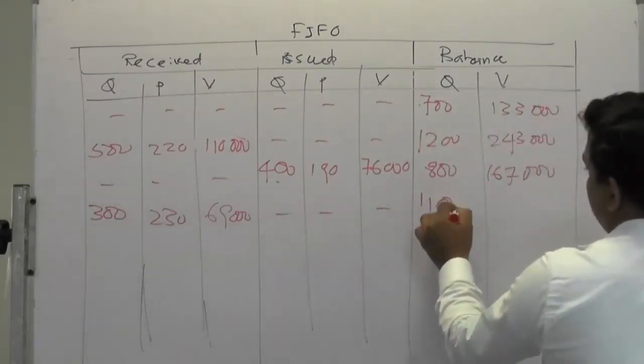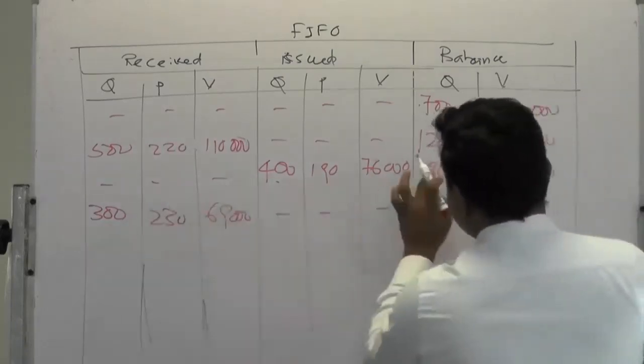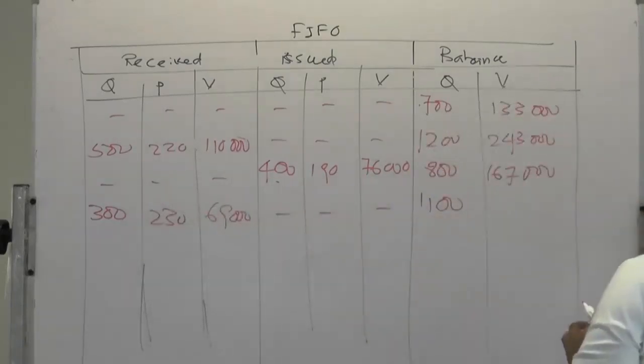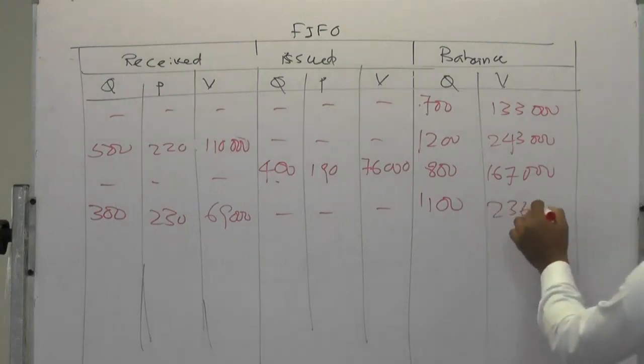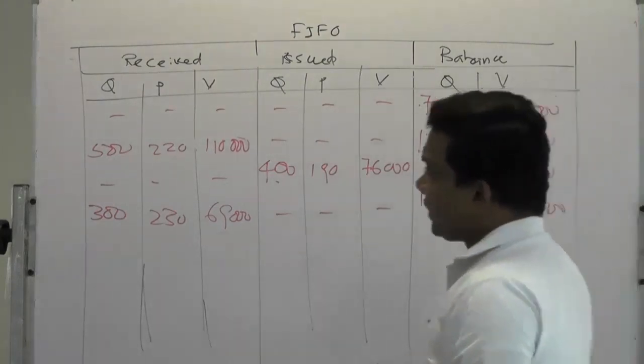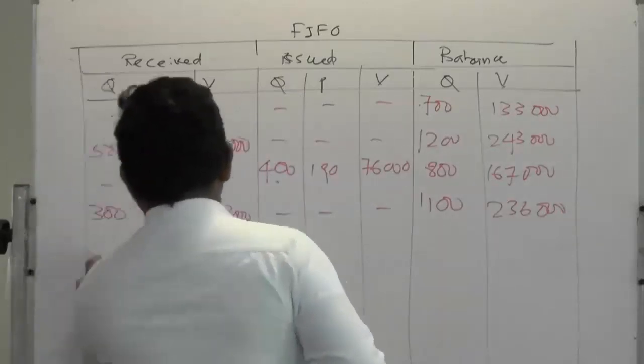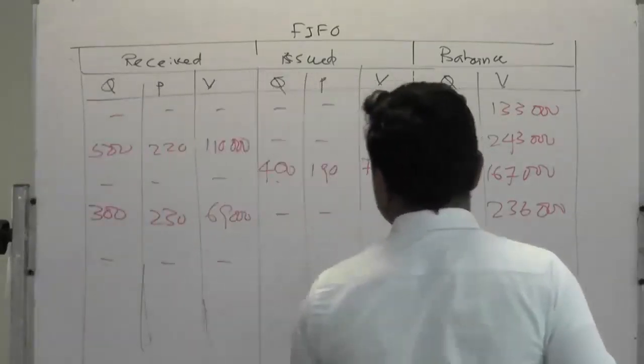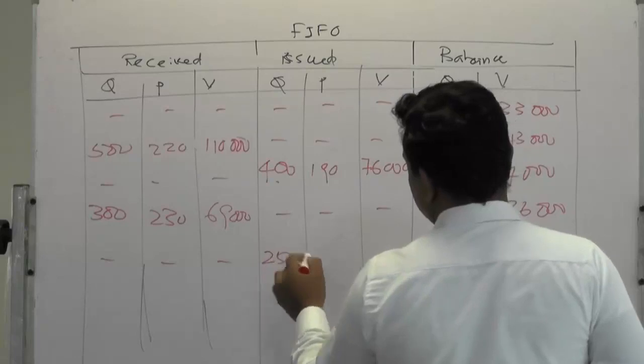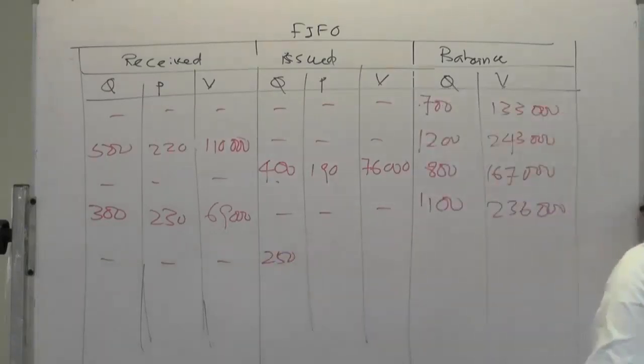Now you have 1100 quantity, 300 and 800, 1100, value will be 167,000 plus 69,000, 236,000. Now finally what happened? They have sold again 250 units. 250 units. You need to issue the cost. Here still you have 300 units.